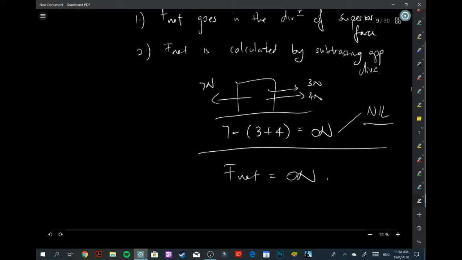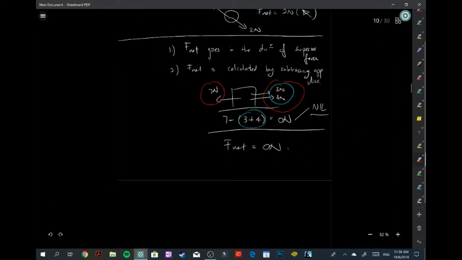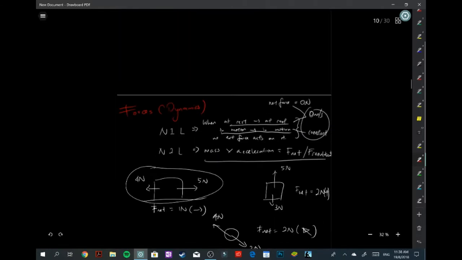Take note of, first, how I have summed these two up because they're in the same direction, and how I took this minus this because they're in the opposite direction. Maybe I should circle it in red. I take this minus this because they're in opposite directions. So that's the idea of net force. I hope it helps.